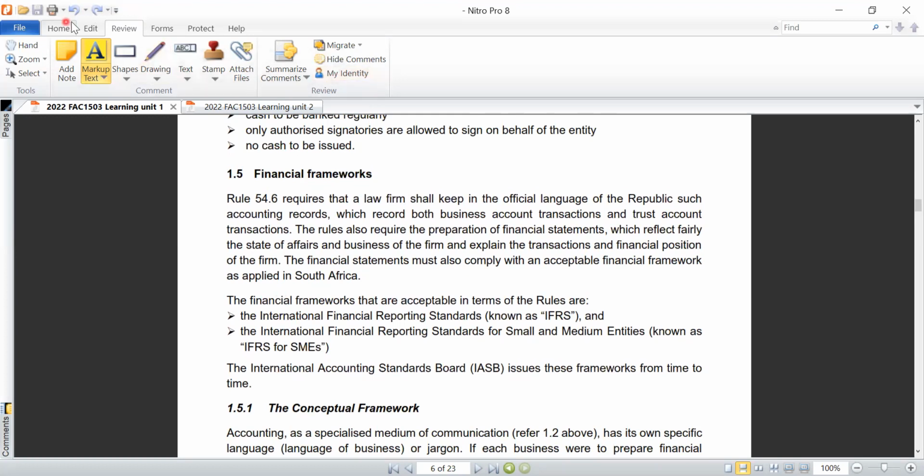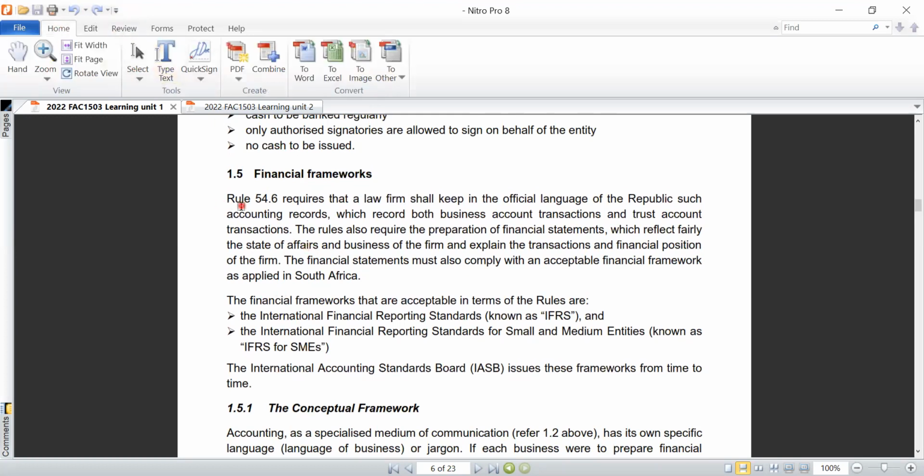When you do financial reporting, it's governed by certain rules. It's governed by certain principles, right? So when it comes to accounting, and to be more precise, to the fraternity of legal practice, we are supposed to comply with rule number 54.6 of the Legal Practice Act, which requires every firm to keep, in the official language of the Republic, such accounting records, which record both what? Business account transactions as well as trust account transactions.